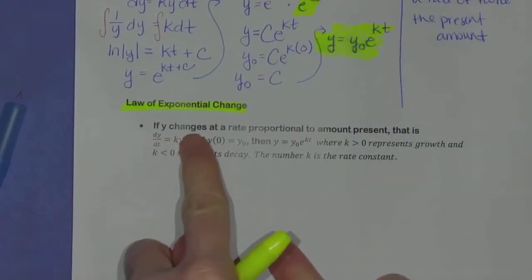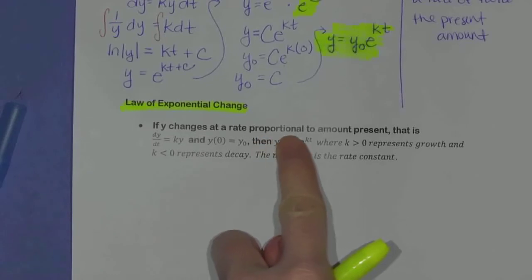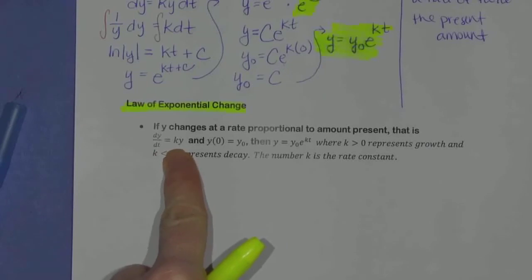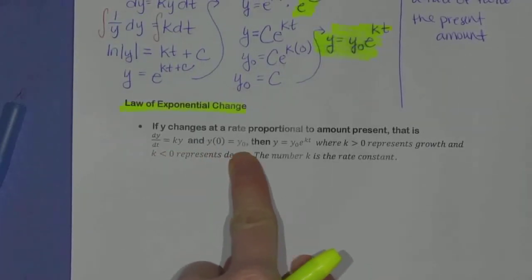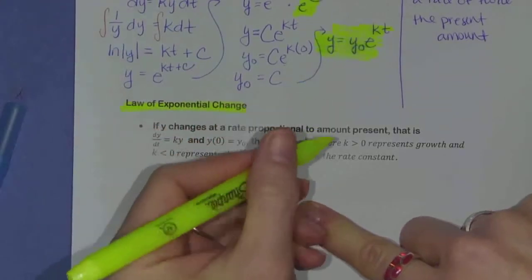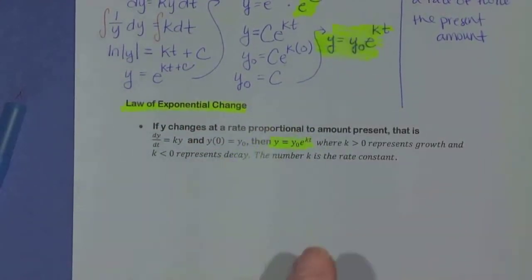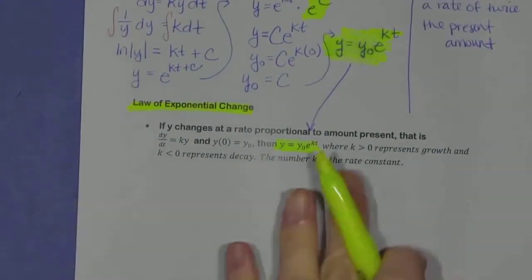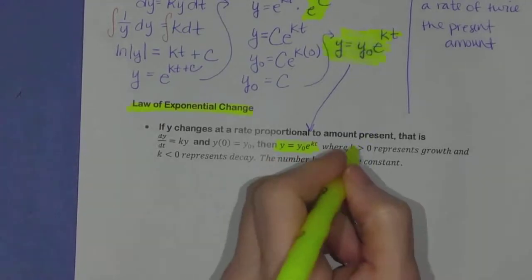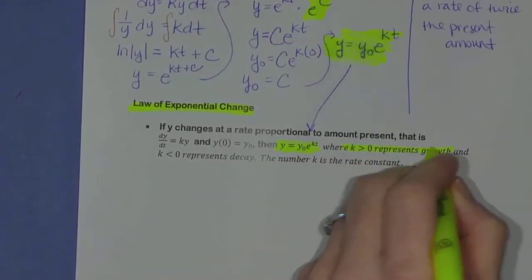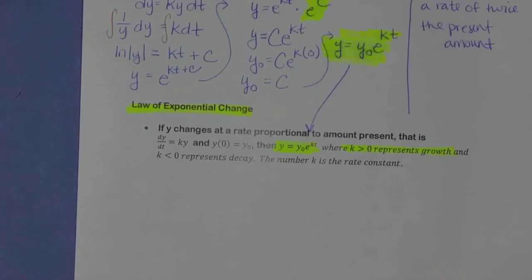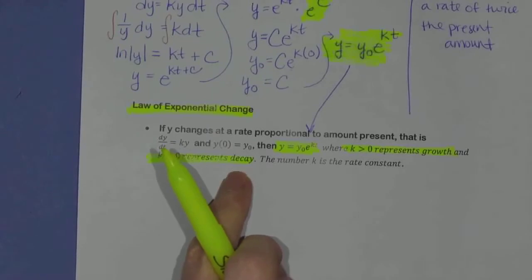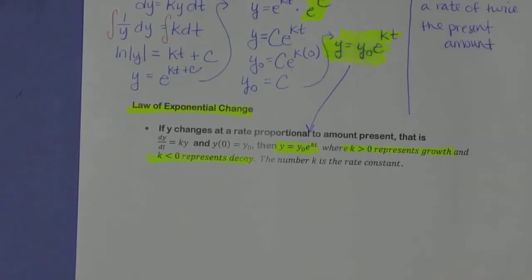If y changes at a rate proportional to the amount present, that is, dy/dt equals ky, and y of 0 equals y sub 0, then this is what y is equal to. And we just proved that right there. Now, there's one added thing here: if k is greater than 0, that represents growth. And if k is less than 0, that would represent decay. The number k is the rate constant.